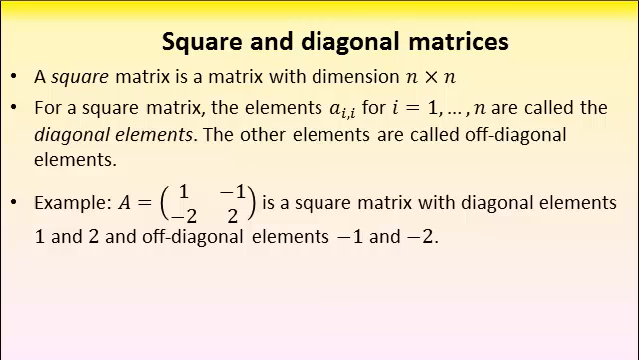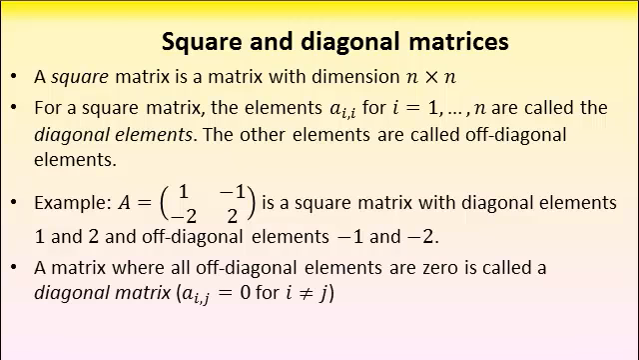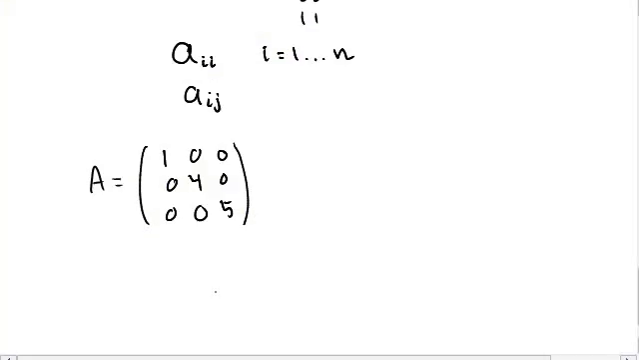Now, an interesting type of matrix is a matrix which has only non-zero diagonal elements. Such a matrix is called a diagonal matrix. That is, for a matrix to be diagonal, it must be, first of all, square. Second of all, the off-diagonal elements must be zero. So here is an example of a diagonal matrix. It's square.